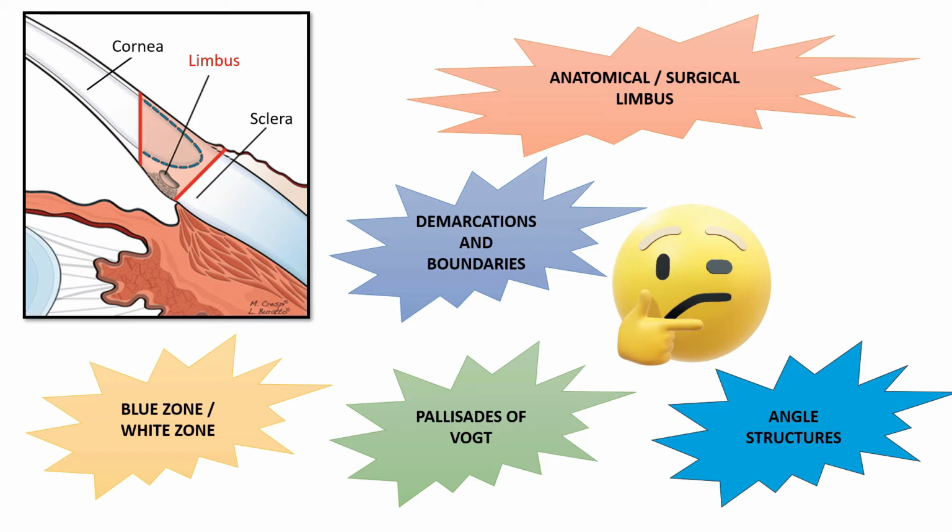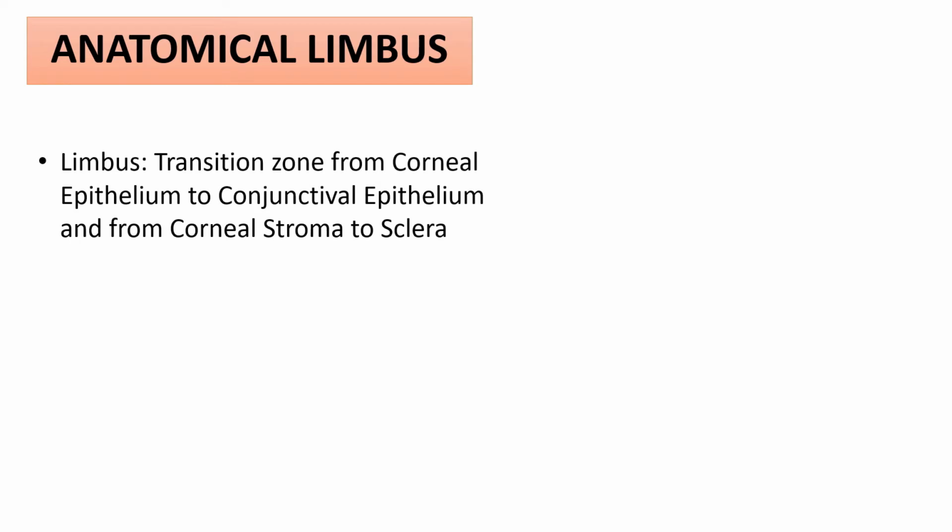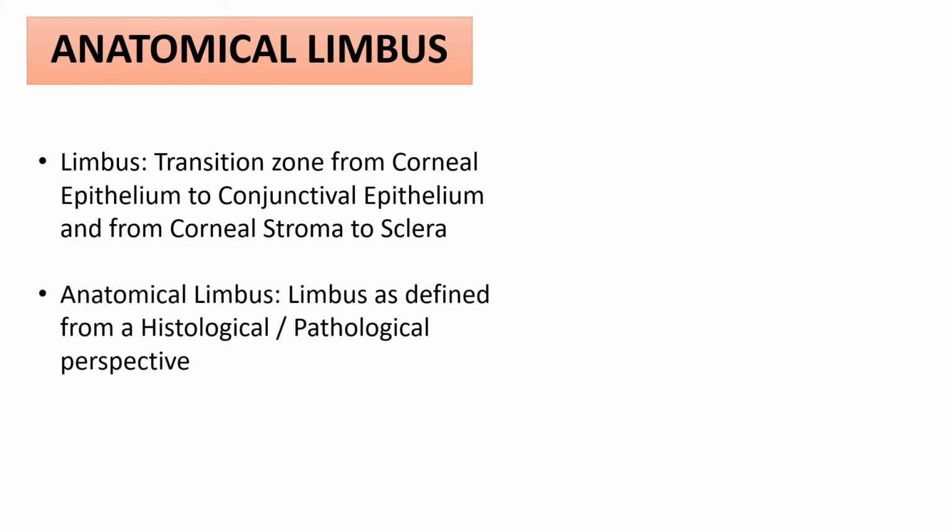So basically, the limbus can be understood from 2 points of view. These are the anatomical limbus and the surgical limbus. First I will discuss what exactly is the anatomical limbus, and after that move on to the surgical limbus. If we have to define the limbus, what exactly is it? It is nothing but the transition zone from the corneal epithelium to the conjunctival epithelium and from the corneal stroma to the sclera. So the anatomical limbus means that we are defining the limbus from a histological or pathological perspective.